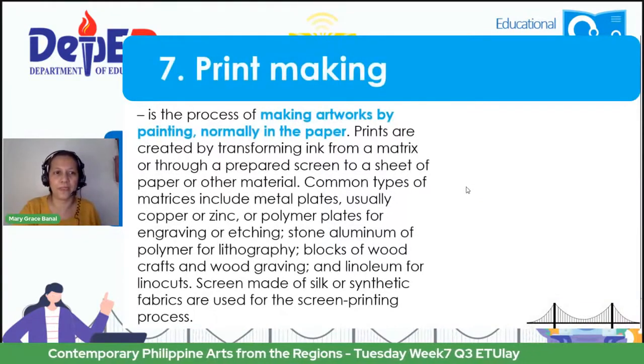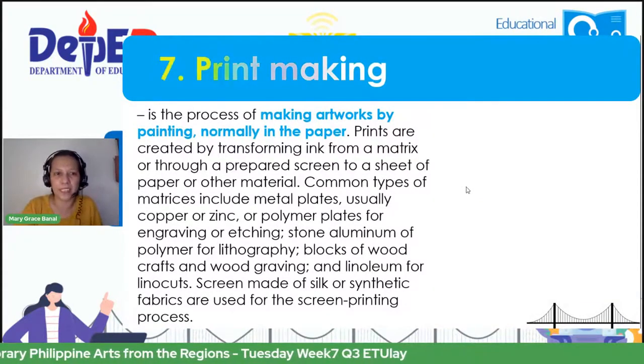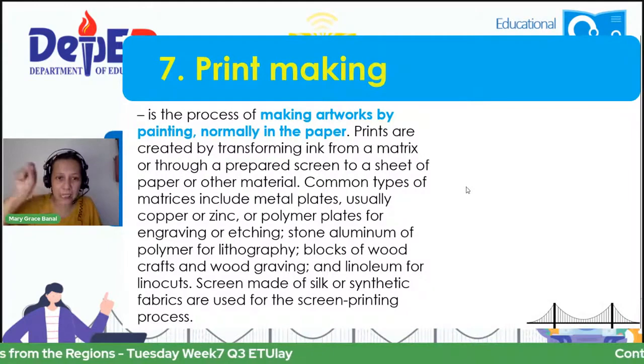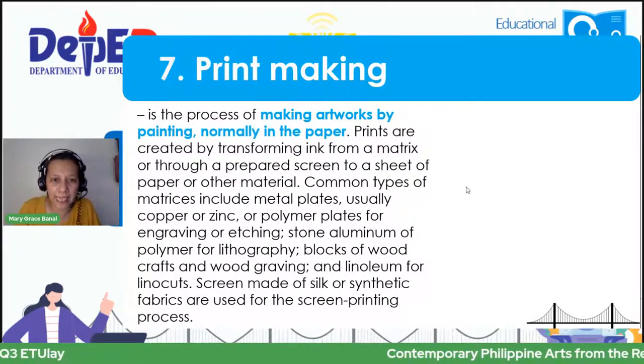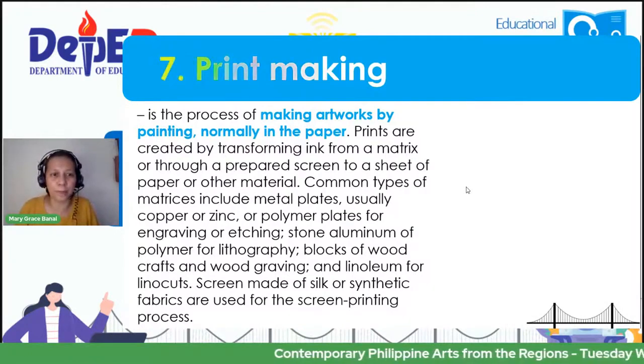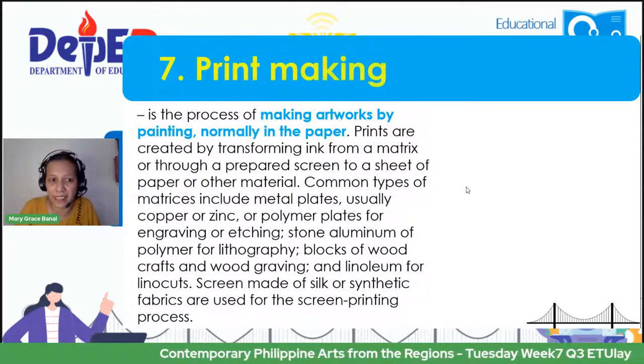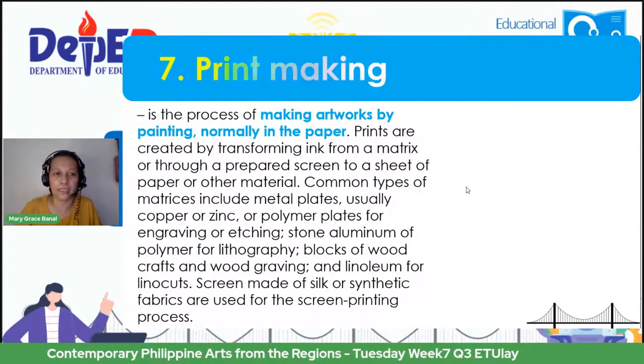Moving on to number 7 is printmaking. So this is the process of making artworks by painting, normally on paper. So the prints are created by transferring ink from a matrix or through a prepared screen, like a silk screen, to a sheet of paper or other material.